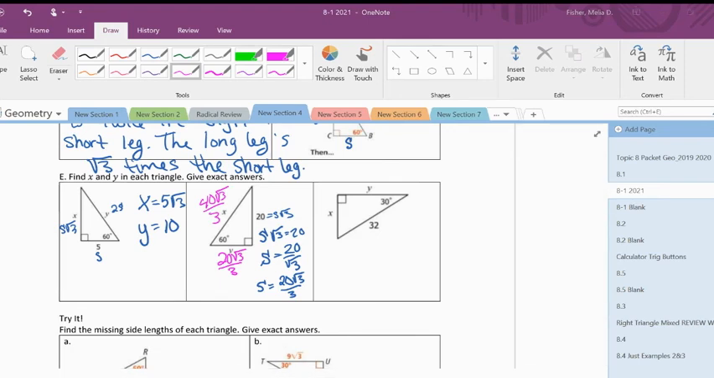On our last one, we know that this is our s, and our hypotenuse is 2s. So let's do 2s equals 32. Dividing both sides by 2, we get s equals 16. So this is 16. That makes this 16 square root 3.